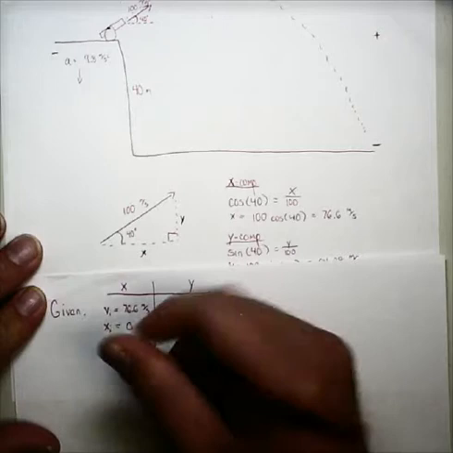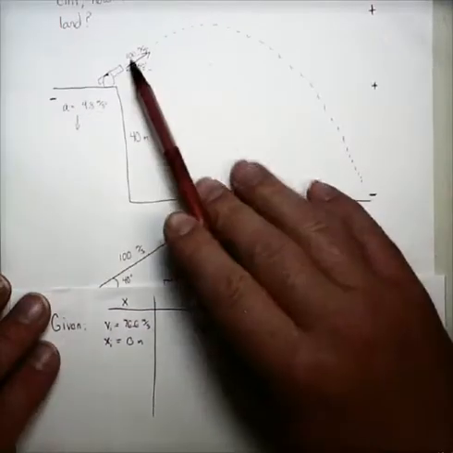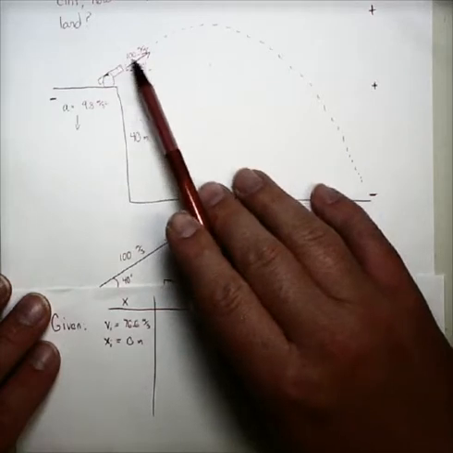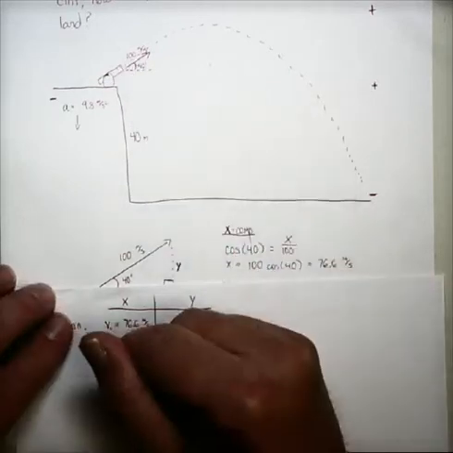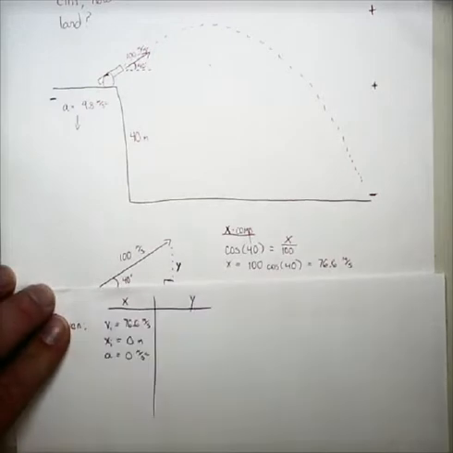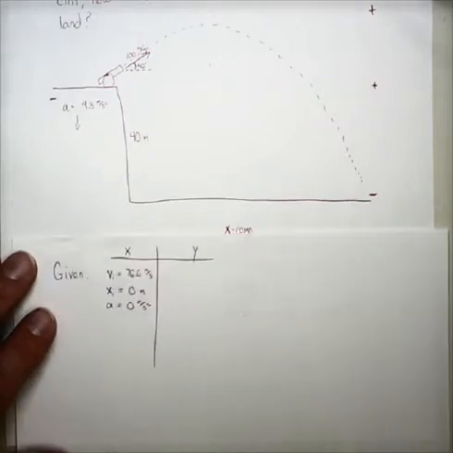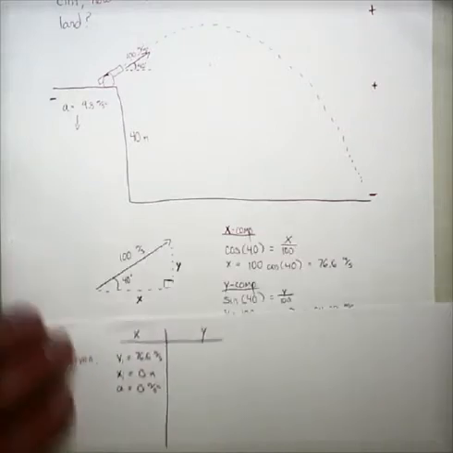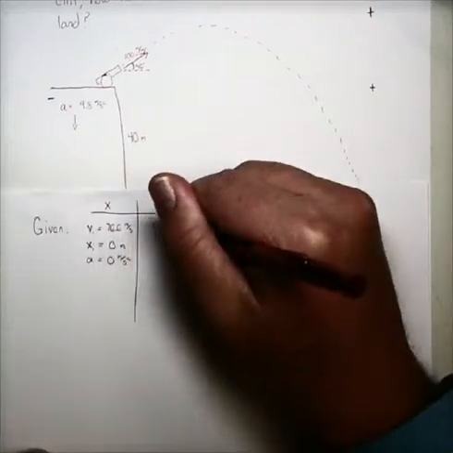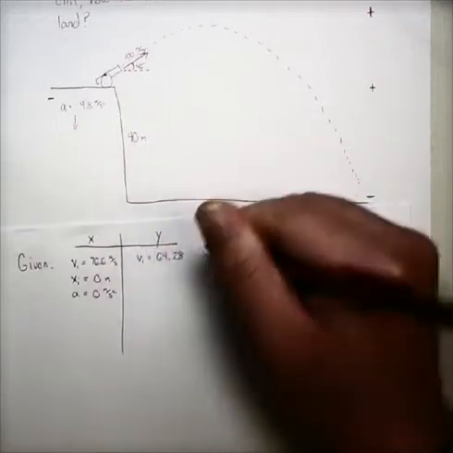I can also say something about the acceleration in the x direction, because if we look at this, once the ball has left the barrel of the cannon, there are no more forces in the x direction, so my acceleration is going to be 0 meters per second squared, and that's about all the information I have there. Now, for the y components, I know the y component of the speed is 64.28 meters per second.